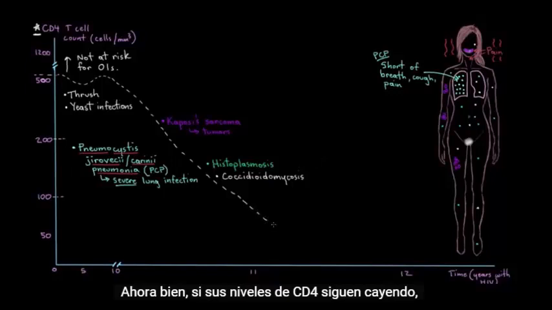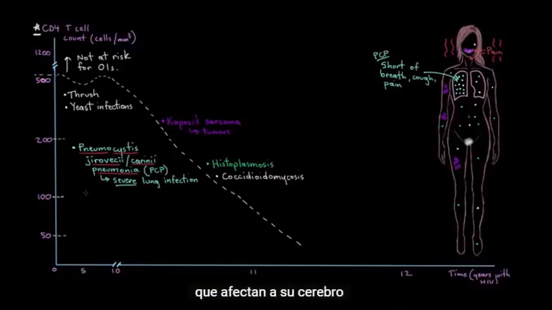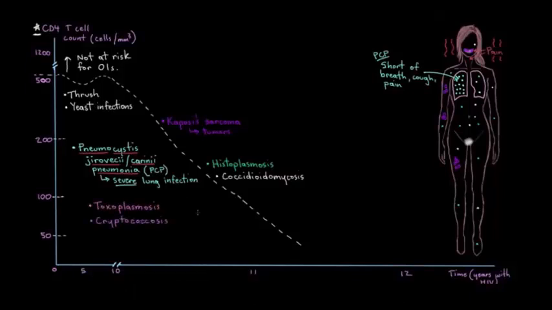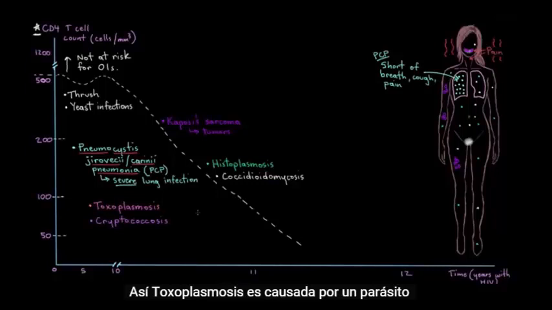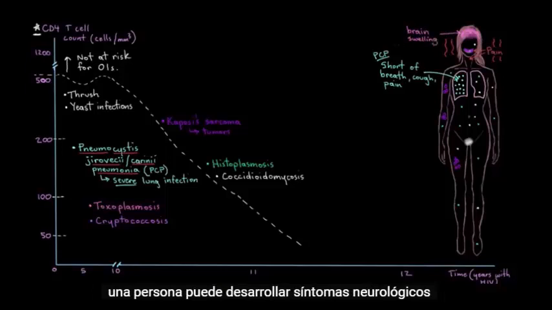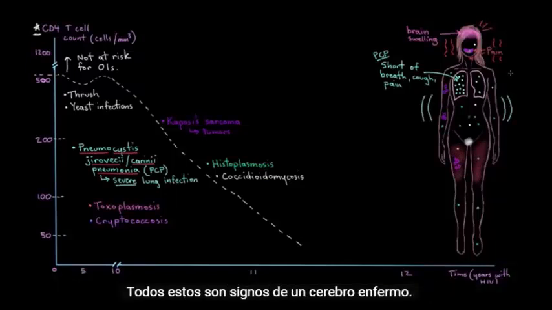Now, if your CD4 levels continue to fall to between 50 to 100 cells per cubic millimeter, you can start to develop opportunistic infections that affect your brain, such as toxoplasmosis and cryptococcosis. So toxoplasmosis is caused by a parasite, and it can cause encephalitis, which is swelling of the brain. And because of this swelling of the brain, a person might develop neurological symptoms like a headache or weakness of their muscles or seizures. These are all signs of a sick brain.